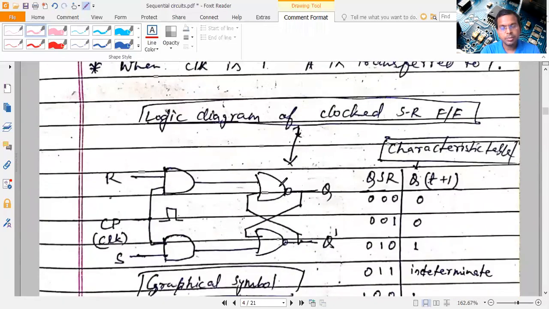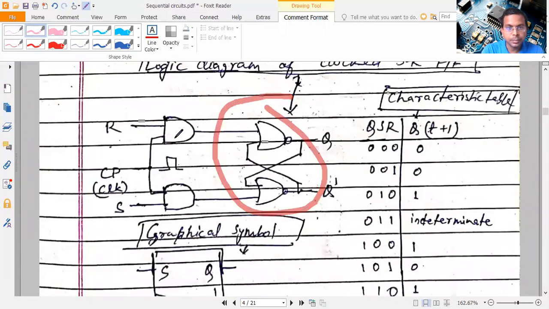Based on this is the basic SR flip-flop, and we are connecting AND gates to both the inputs in combination with this clock pulse. So whenever clock pulse is 1, this R will be reaching here and this S will be reaching here. So clock is controlling R and S now. Whatever R, S be 1 or 0, that will reach here only when clock pulse is 1. If clock pulse is 0, both the inputs here will be 0.